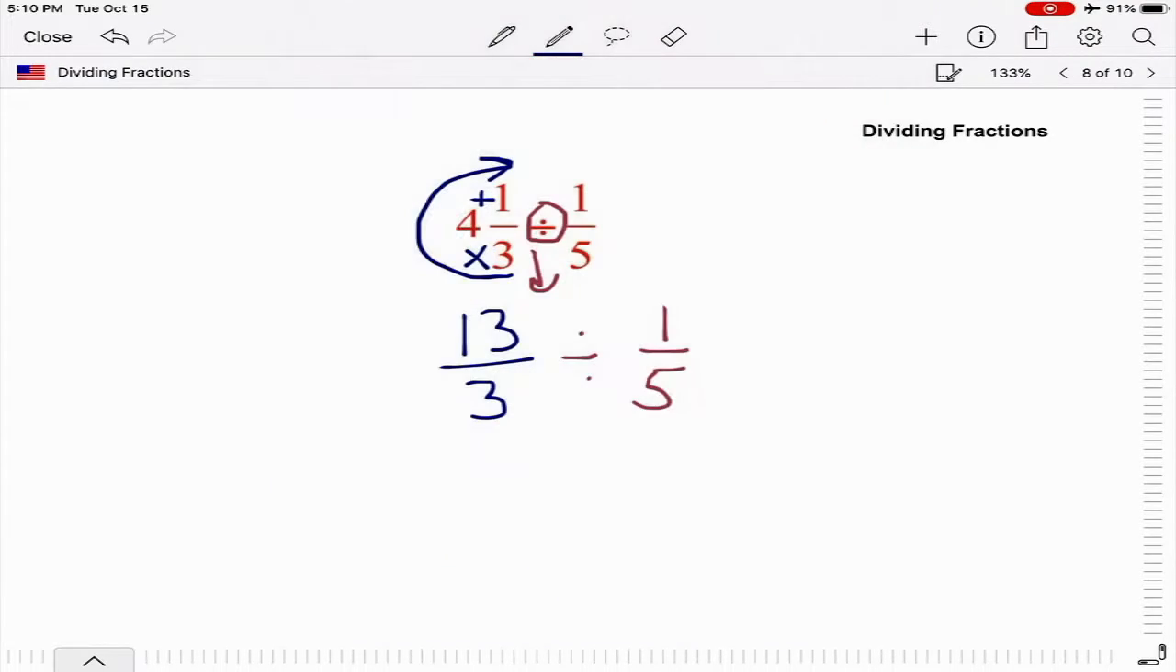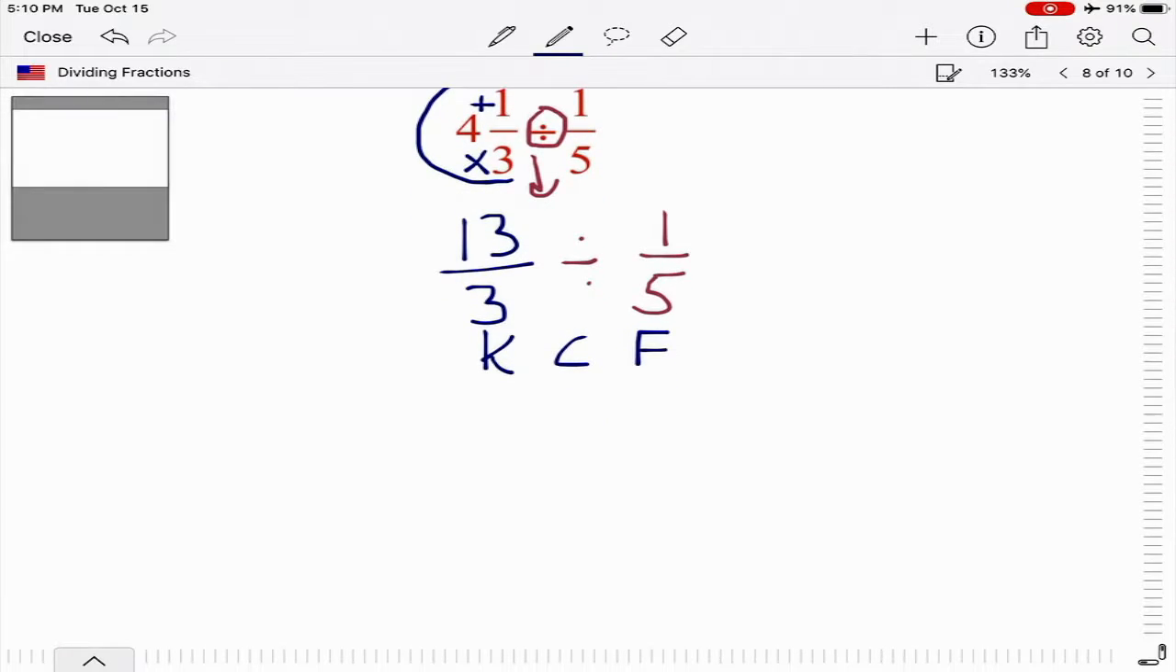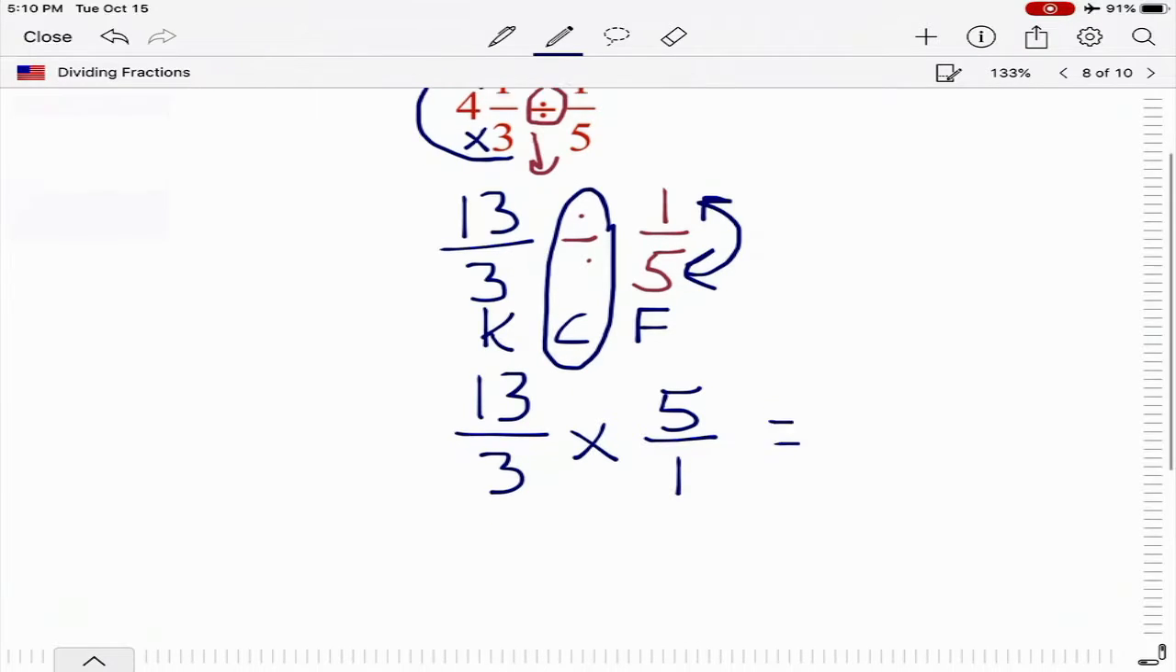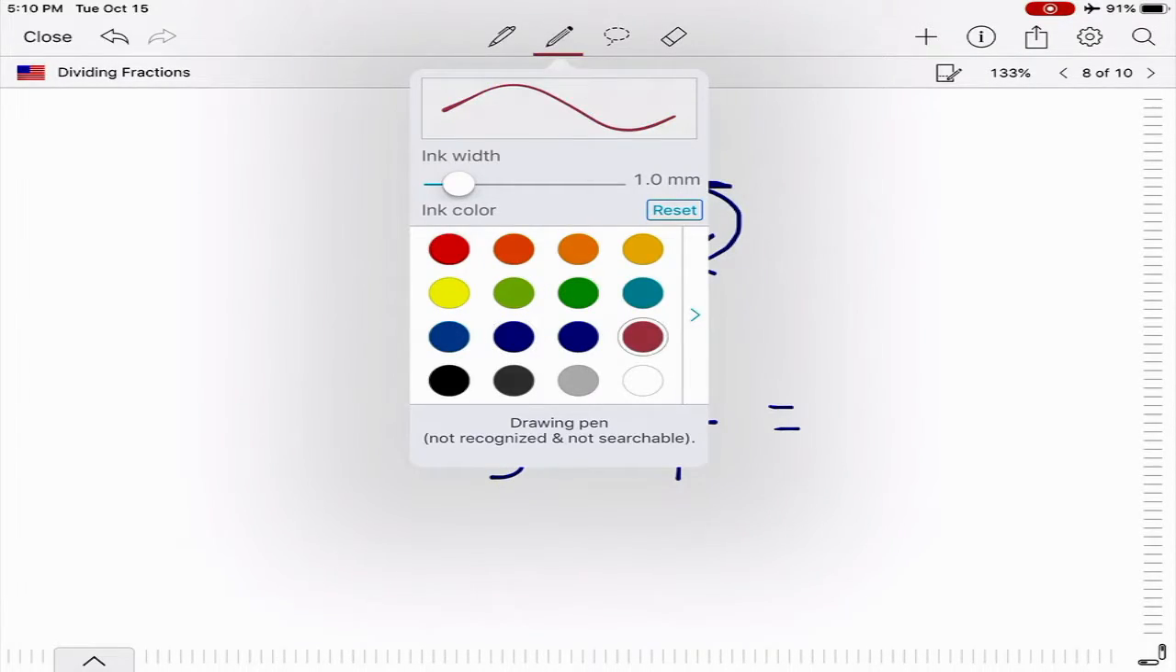Now I will do keep, change, and flip. So I can change the division symbol to multiplication. So it's 13 over 3. I can now change the division to multiplication, and I will flip the 1 and the 5. So the 5 will be on top, and the 1 will be on the bottom. And I will multiply. I will first check to see if I can reduce.